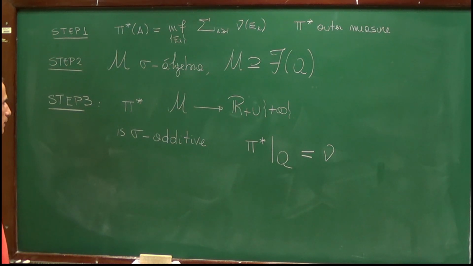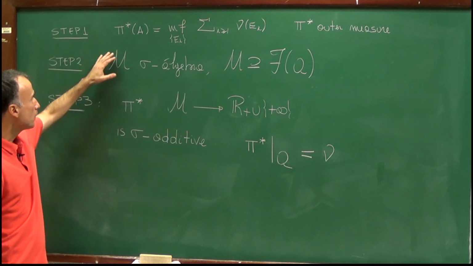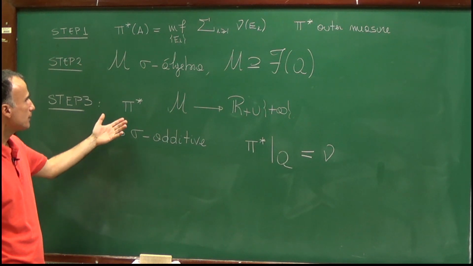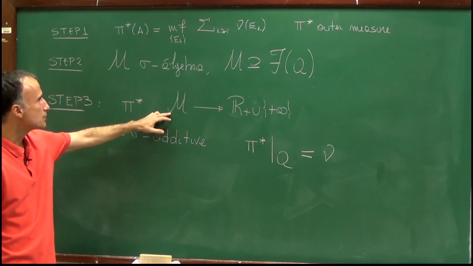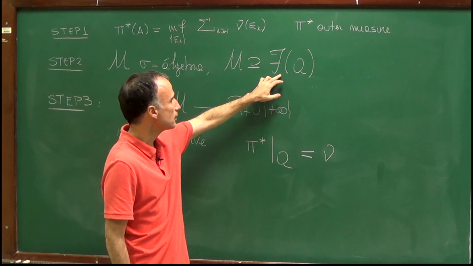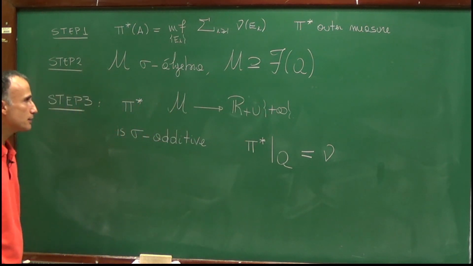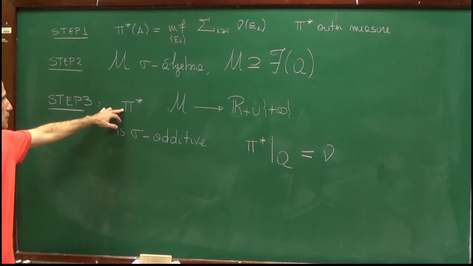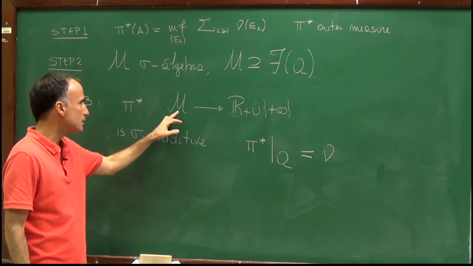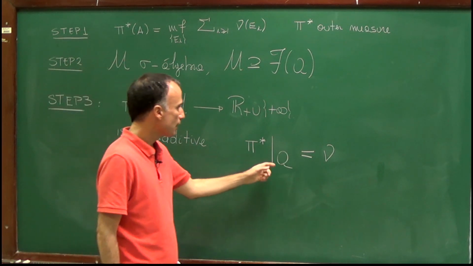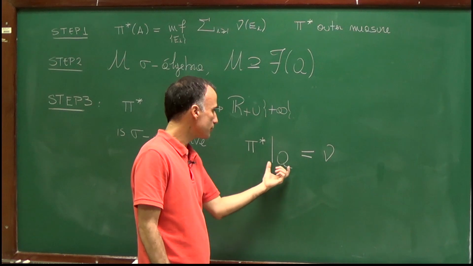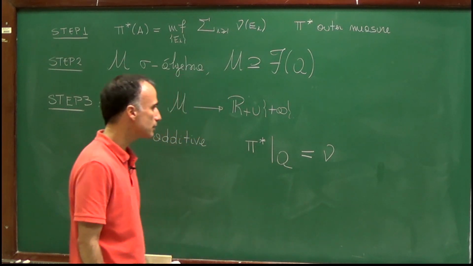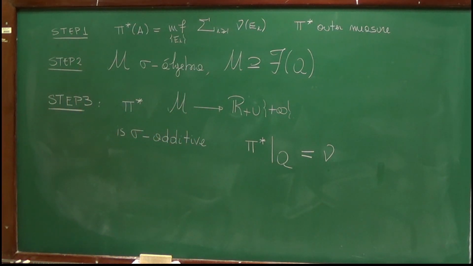We are almost done because we obtained our extension. We have M, which is a sigma algebra which contains the sigma algebra generated by the algebra. P star is sigma additive on this sigma algebra, and it's an extension because if you restrict it to the algebra, what we get is exactly nu.